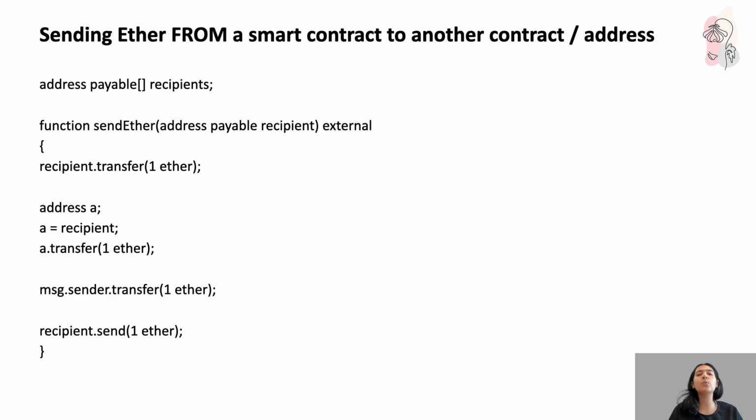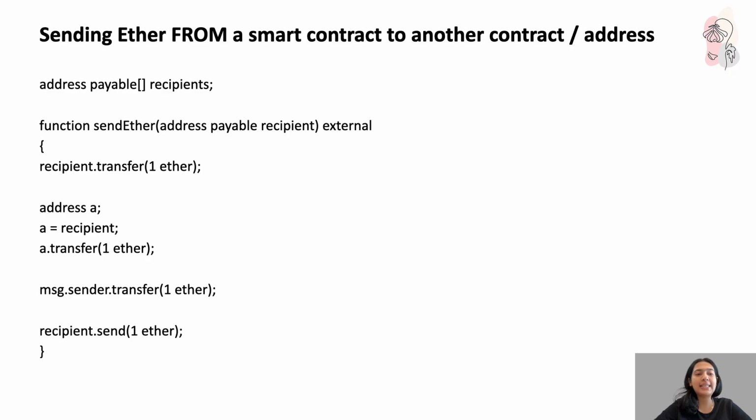recipient.transfer(1 ether). This transfers exactly one Ether from the contract to the recipient's address. Transfer automatically throws an error and reverts the transaction if the transfer fails. It also forwards a fixed 2300 gas to the recipient, just enough to receive the funds, not execute heavy code. This is what your transfer function does.